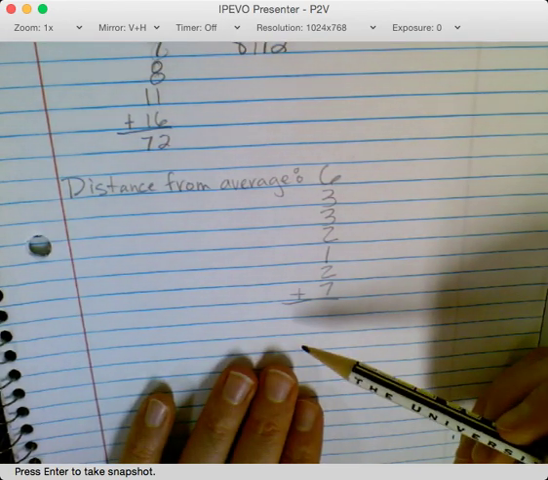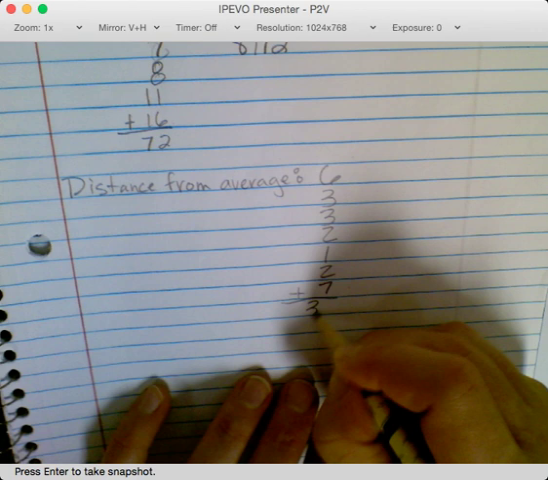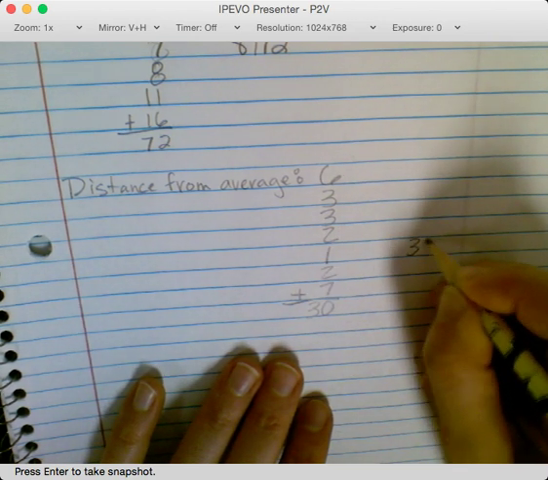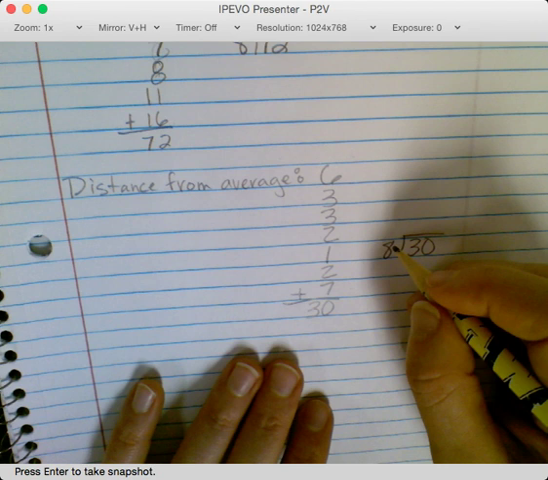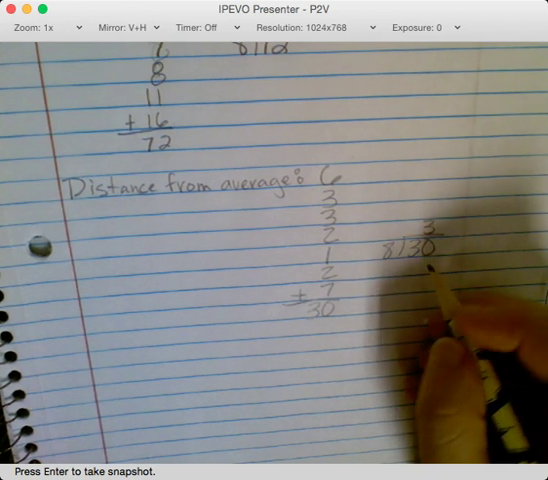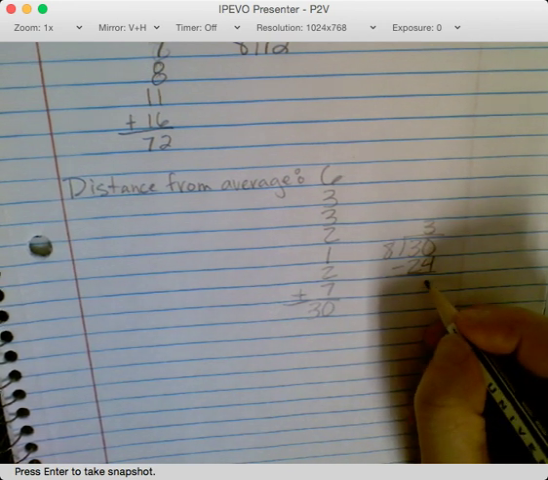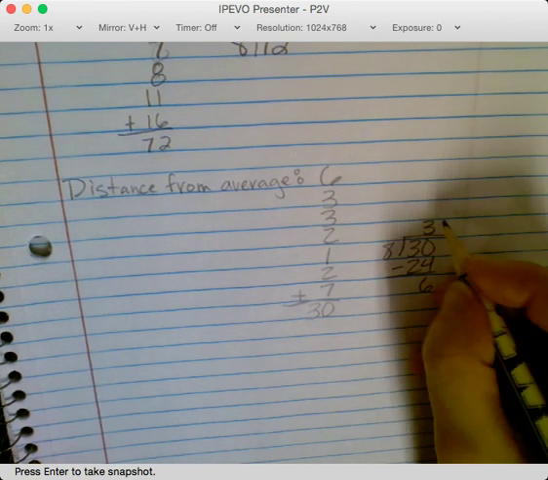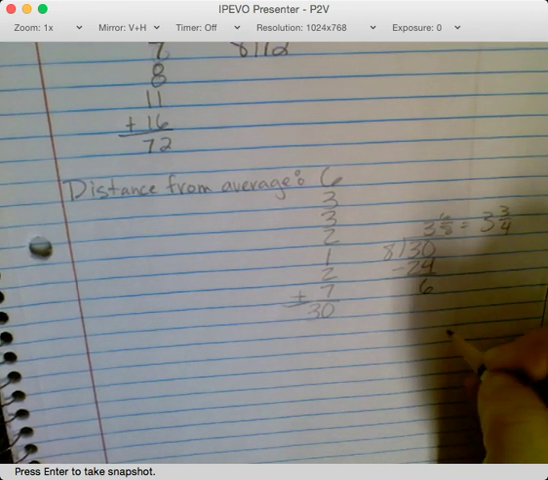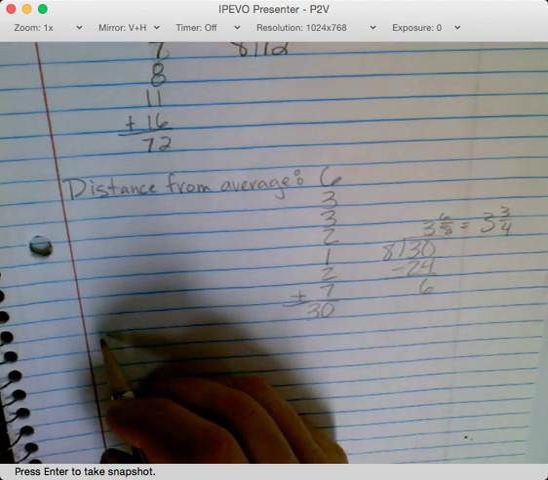Okay, so I found the distances, and then I add those distances all up together because I'm going to find the average of those distances. So I got 30, and then I can do 30 divided by 8. This I could come up with as a decimal or a fraction. Let me write it as a fraction this time. So it's 3 6/8, which is equal to 3 3/4. And I know that as a decimal, 3 3/4 is 3.75.